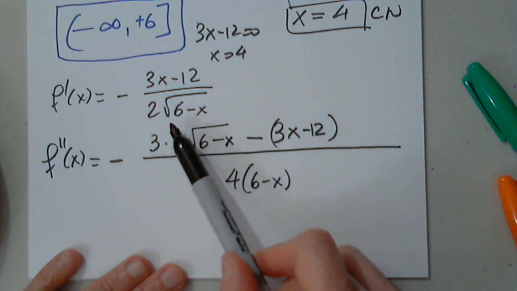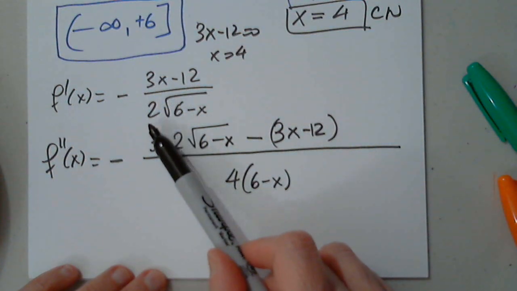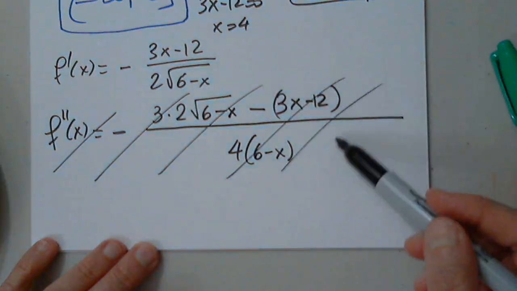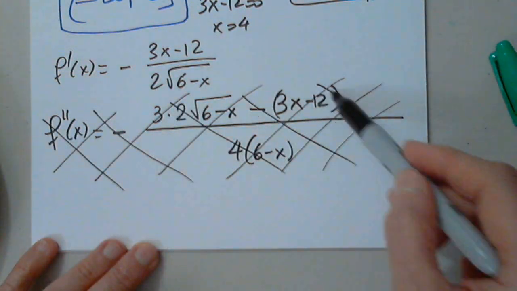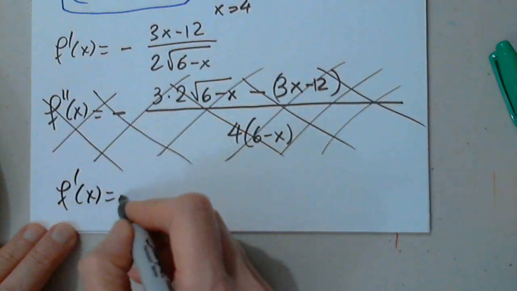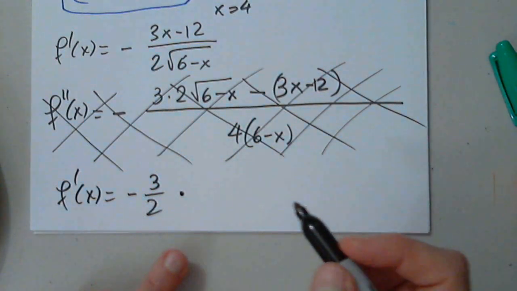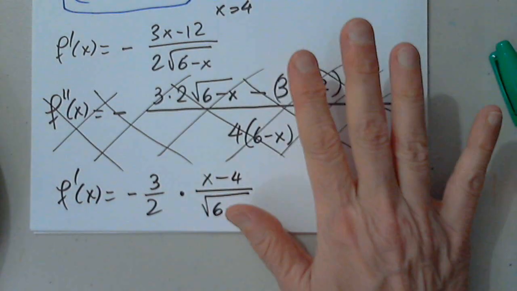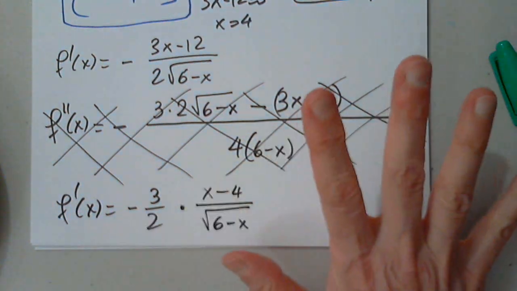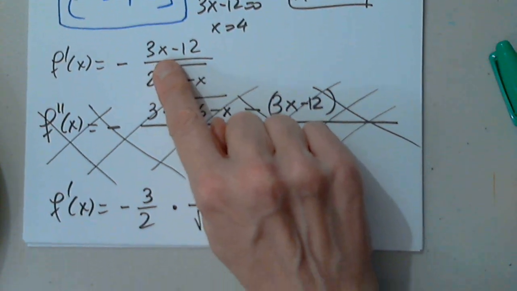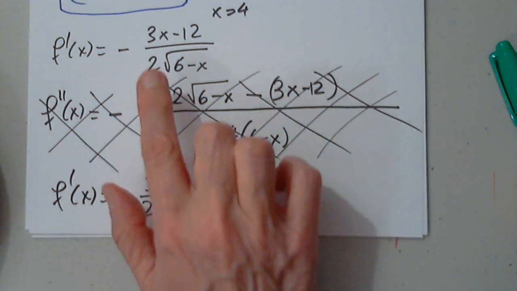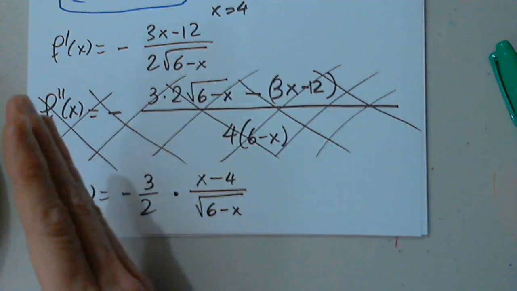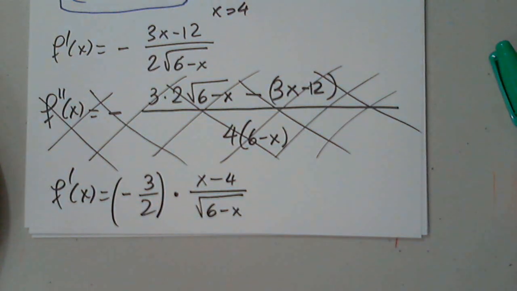Times, I am going to do that because I also want to take the 2 out. So sorry about that. I need to make it as easy as possible. I should have done that from the beginning. So f prime of x has a negative 3 over 2 in front. And then I have x minus 4 over the square root of 6 minus x. So let me explain what I did. I don't want to have all these extra numbers in here if I don't need to. So I factor out a 3 here, and I got x minus 4. 3 times x and 3 times negative 4. And I pulled the 2 because it's a constant in front. It's a factor. I pulled it out.